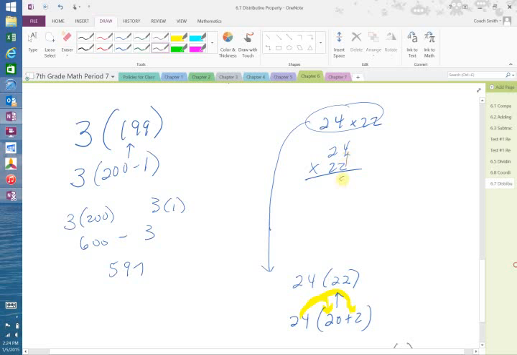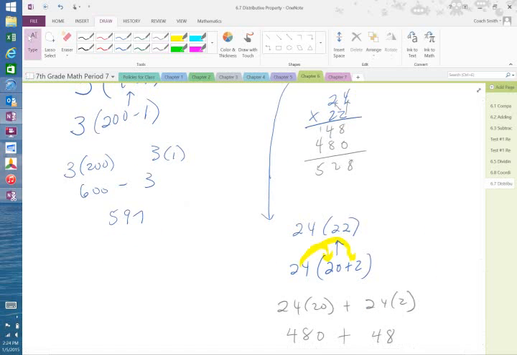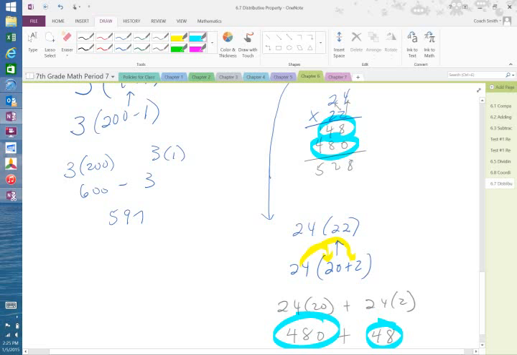2 times 4 is 8. 2 times that is 4. Bring down a 0. 2 times 4 is 8. 2 times 2 is 4. That gives me 8, 2, 1. And if you look at it, 480, 48.